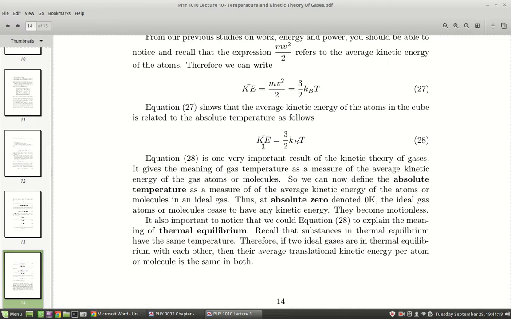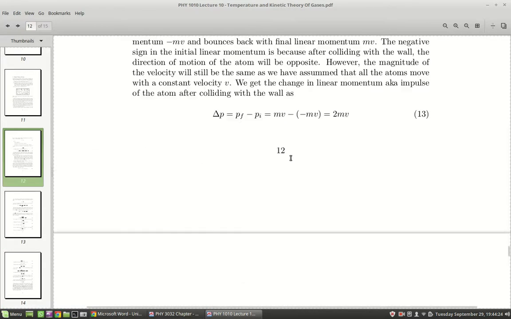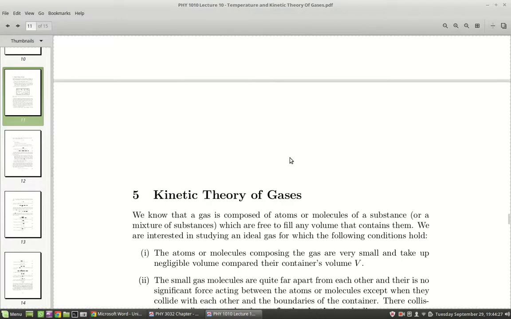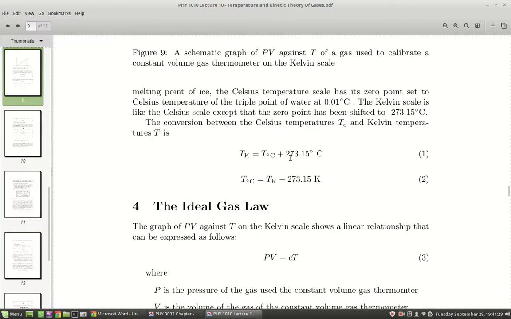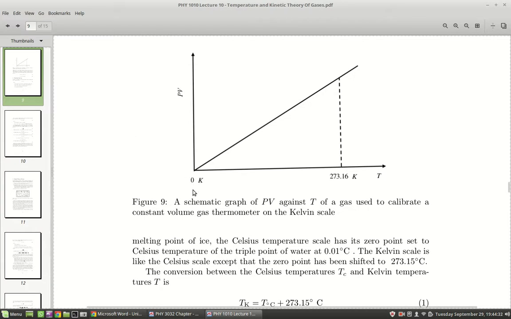So this gives us a definition of this point. This point we have on the graph, the 0 Kelvin point. Where is that? This point, 0 Kelvin. At 0 Kelvin, your gas atoms have got no kinetic energy. They have stopped moving. They are motionless. At any other temperature, your gas atoms have got kinetic energy.